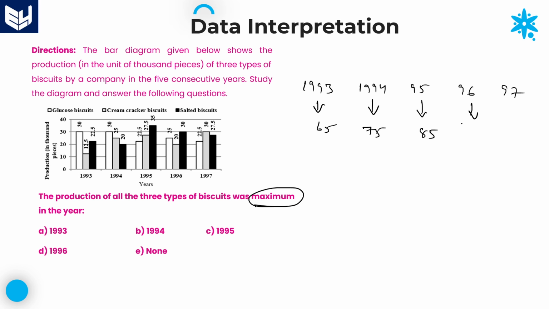Same model, but the only thing is the previous question was asking about the lowest one, and this question is about the highest one. This is 75 and this is 80, right? Among all these totals, which one is the highest? Obviously 85. Therefore, in the year 1995, the total value was maximum. Option C is the right answer for this question.